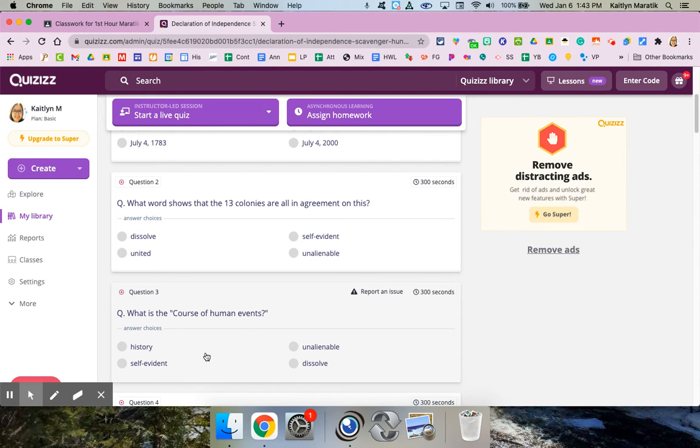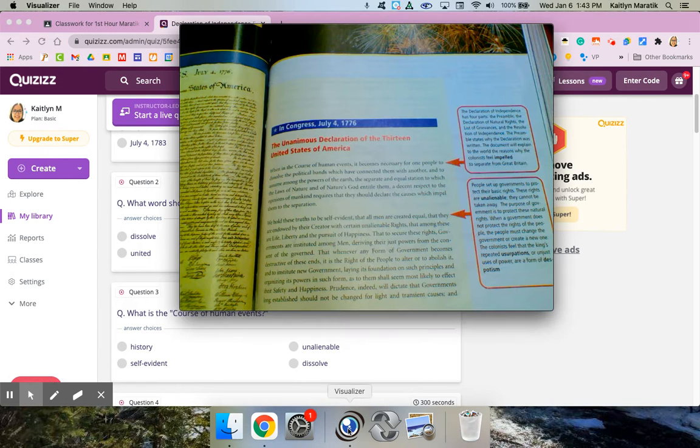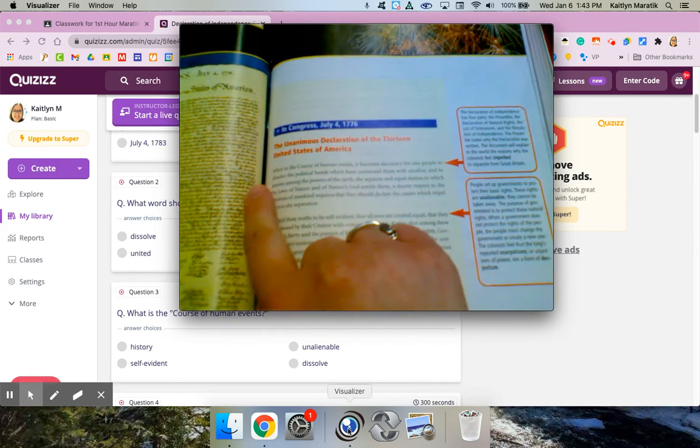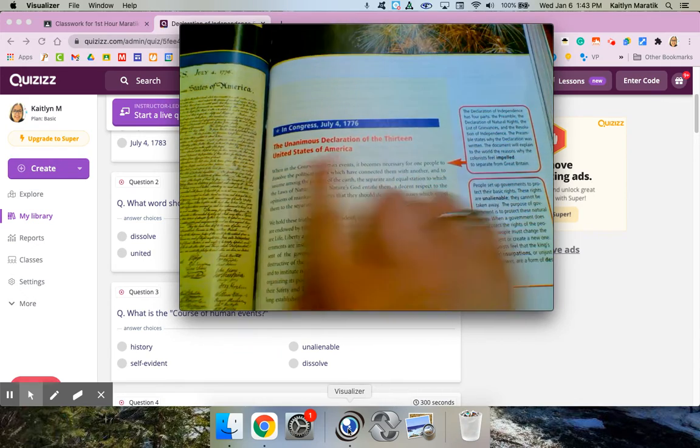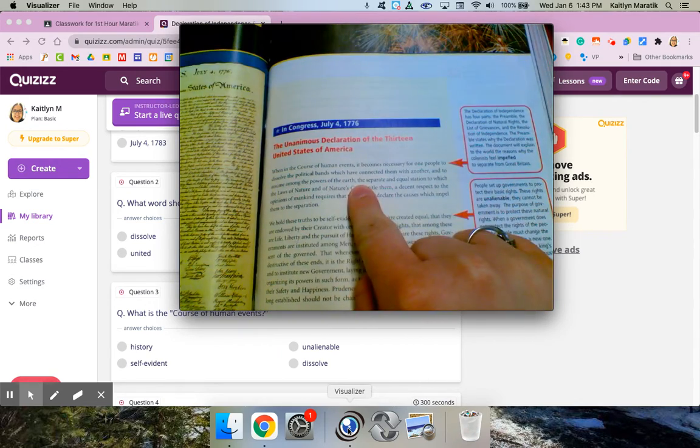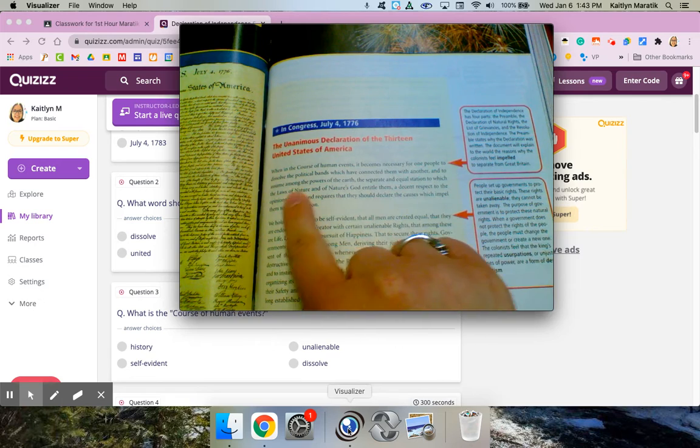So what is the course of human events? If you go over here, and this is the last one I'm going to do, and then you're going to be free to continue. And yes, you will have the first 3 answers. Congratulations. Give yourself a high five if that makes you happy. But when in the course of human events, it becomes necessary for one people to dissolve the political bonds which have connected them with another, and to assume among the powers of the earth the separate and equal station to which the laws of nature entitle them.